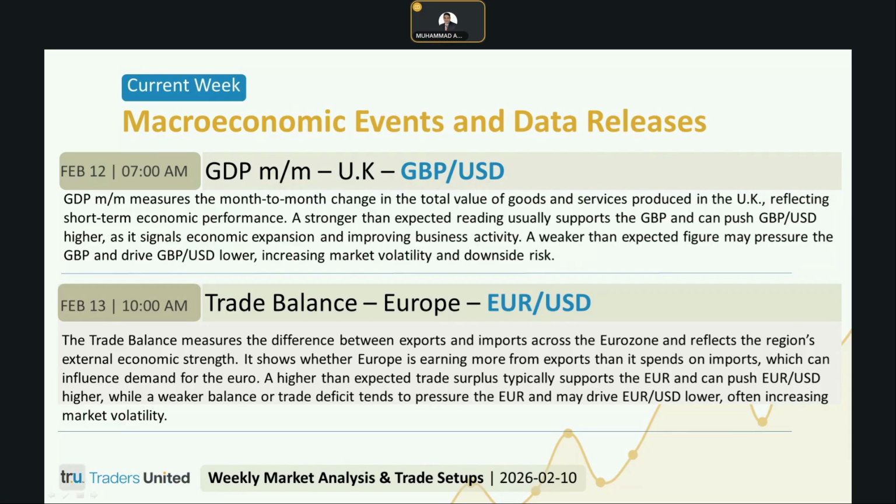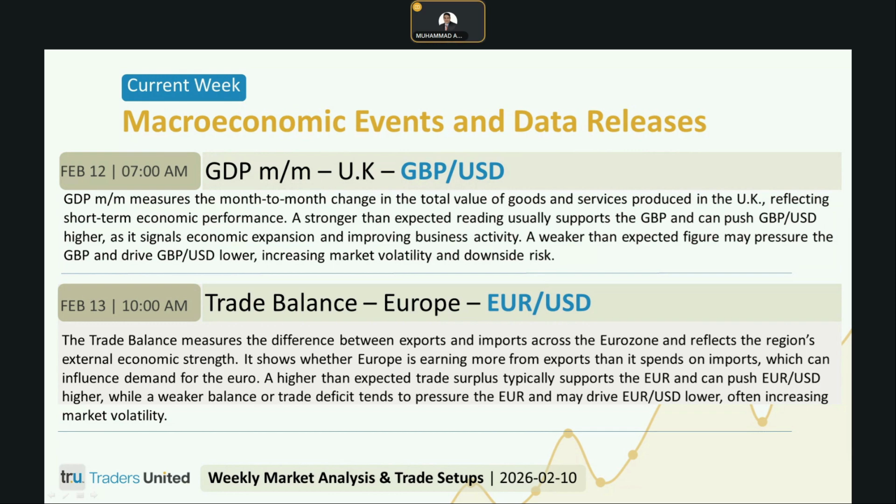The key market drivers to watch are the deviation from forecasts and previous reading, export and import trends within the Eurozone, impact of energy prices on trade flows, European economic growth expectations, overall US dollar direction, and global risk sentiment. Trade balance data can influence medium term currency flows, particularly when it diverges from expectations.